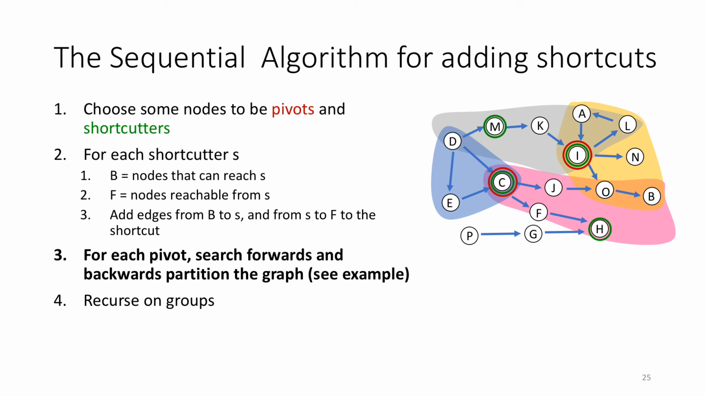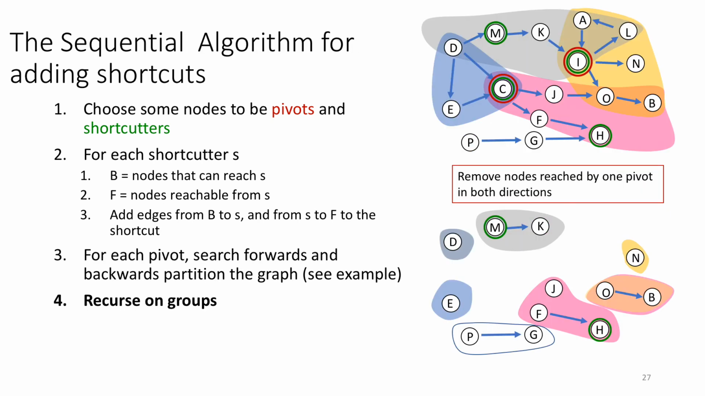After we finish adding edges to the shortcut set, we will try to partition the graph. Precisely, for each pivot, we search forward and backward, and based on the relation to these pivots, we partition the graph. In the example graph, O and B are in the forward direction of I and C, so they will be in one partition. And E is only in the backward direction of C, so E will be in its own partition. Finally, based on these partitions, we remove nodes reached by one pivot in both directions. In this example graph, we will remove A, L, I, and C. And then we recurse on each partition.